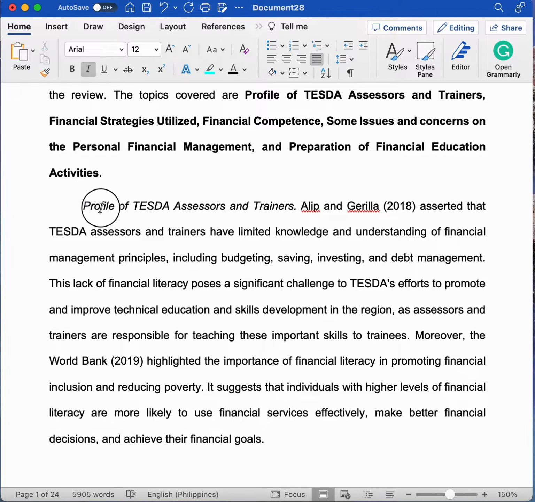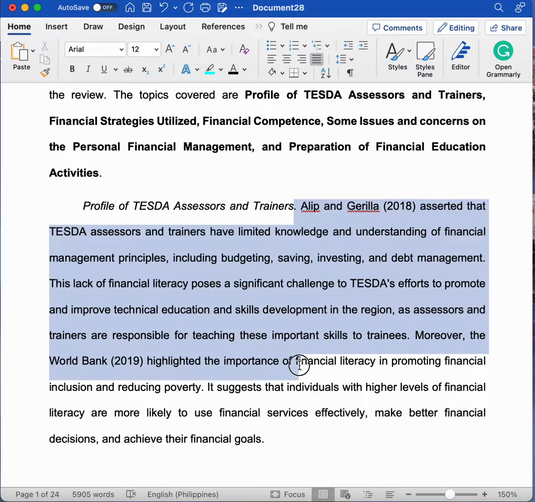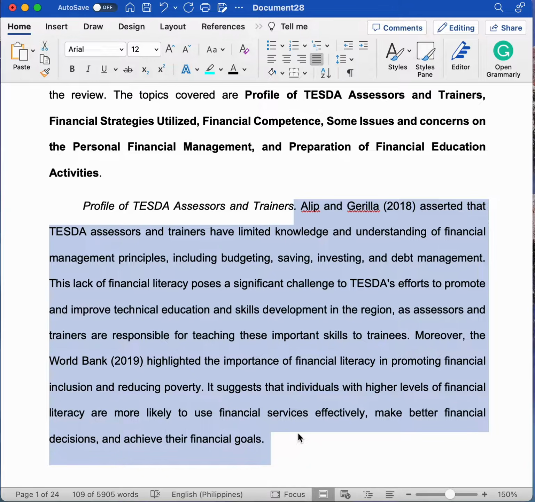These are the topics covered in the related literature, and here is the review of related literature. We will start with the profile of TESDA assessors and trainers, and this is the first literature review. As you might have noticed, this literature review does not undergo a systematic investigation. It has no respondents of the study, no research locale, no instruments used, and there is no research design. You just include a statement or a paragraph that discusses the profile of TESDA assessors and trainers.